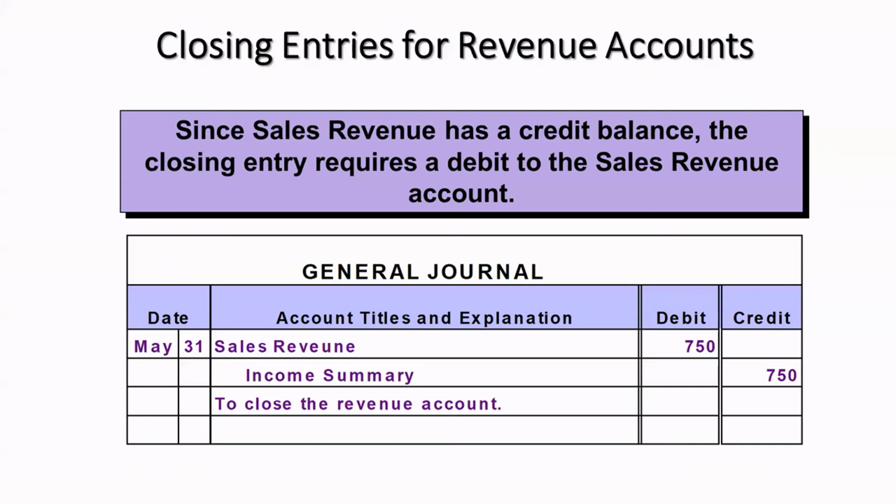Sales revenue has a credit balance, so to close the account, it must be debited for its current balance and credited to income summary. The closing entry for revenues is to debit the revenue account, sales revenue, for its balance of $750 and credit income summary for the same amount.